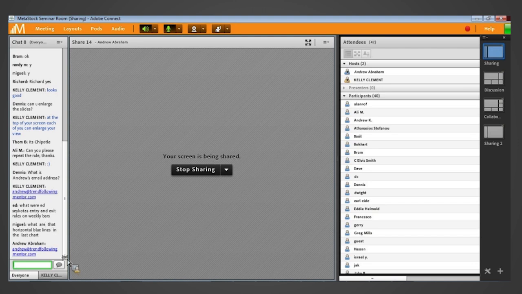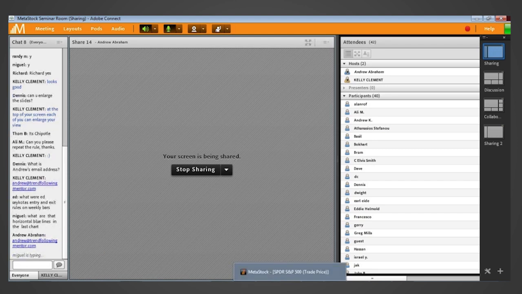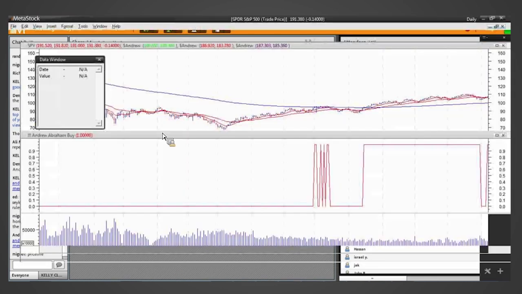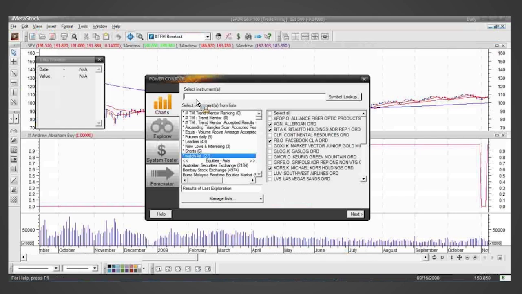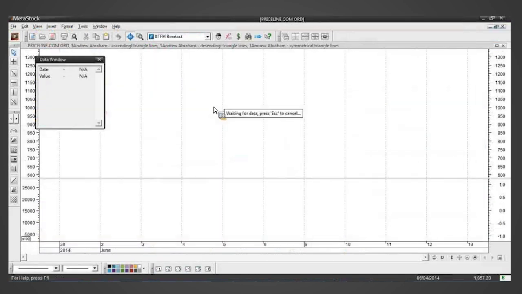Let me see if there's more. What are the horizontal blue lines in the last chart? Not sure exactly which one he was referring to. Maybe you can just say that again on the chat. Let's open it. One second. Let's just see.